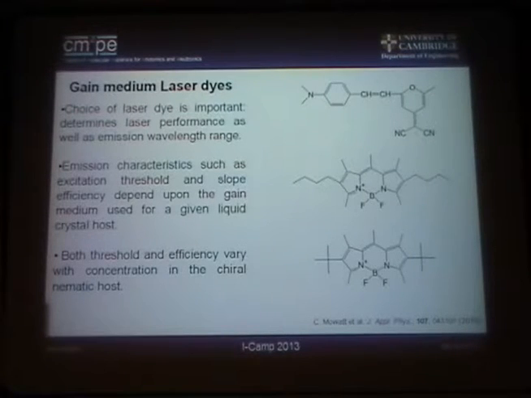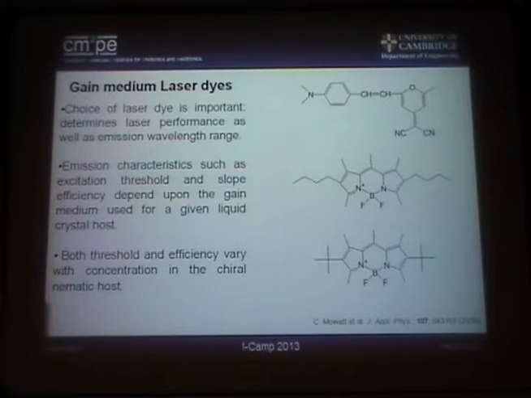What about the gain medium? Well, we looked at that. We had a look at different dyes, just to see how big of an impact that has. So we took three known commercial dyes. This is DCM, which I said was the workhorse, and then the two pyrromethenes, which were developed in the late 80s, early 90s. So these were developed as basically the next generation of laser dyes.